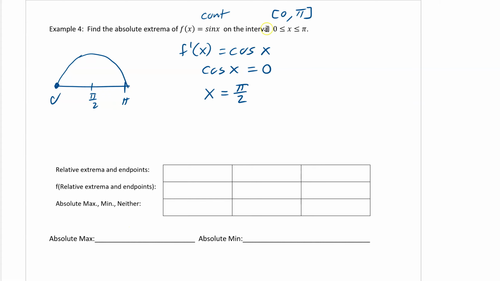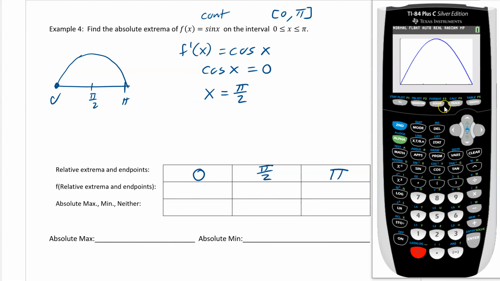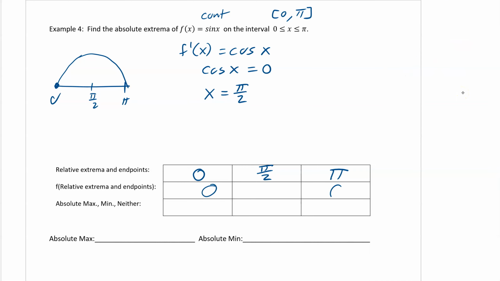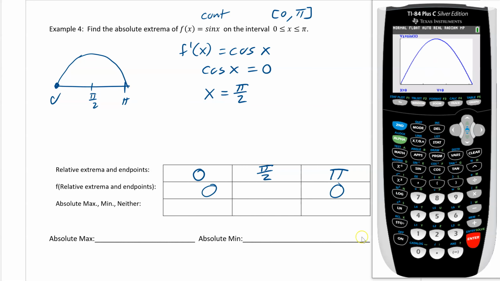All right, and then we do the same thing as before. We plug in our 0 and our pi, and we put in our one critical number that we have for this one, and then we check those values. And again, we already know the values, but we're going to keep it simple. So if we hit trace and 0, we get 0. Pi will give us the same thing. So if I hit trace, second pi, you see it's the same as 0.